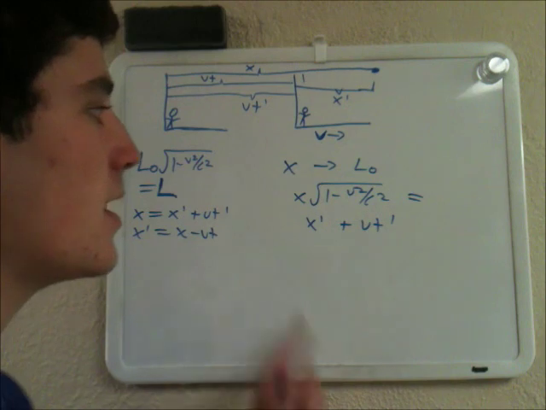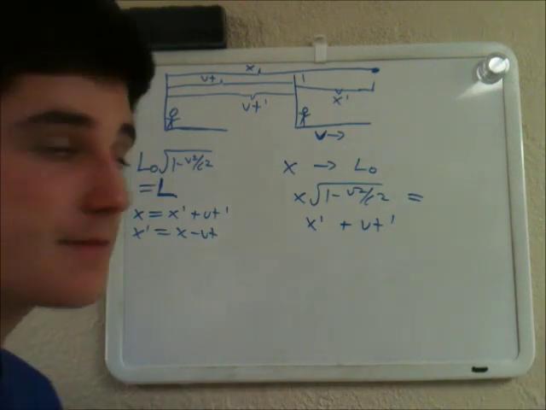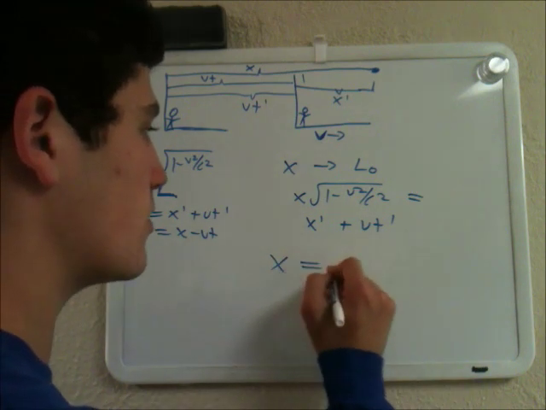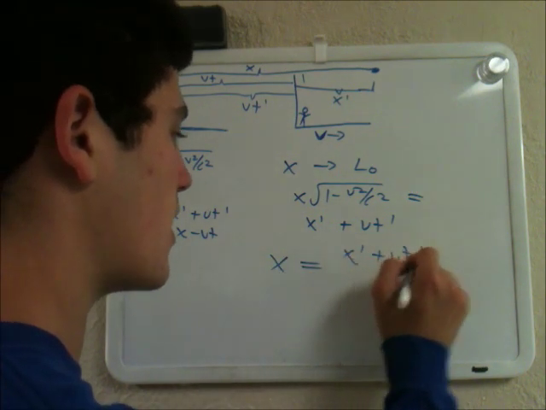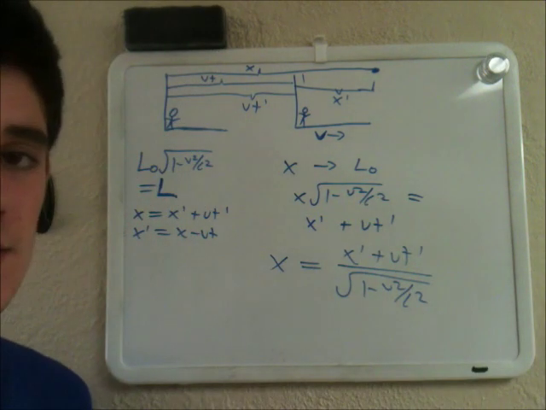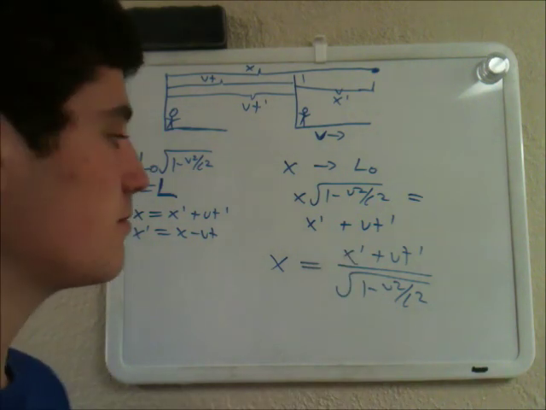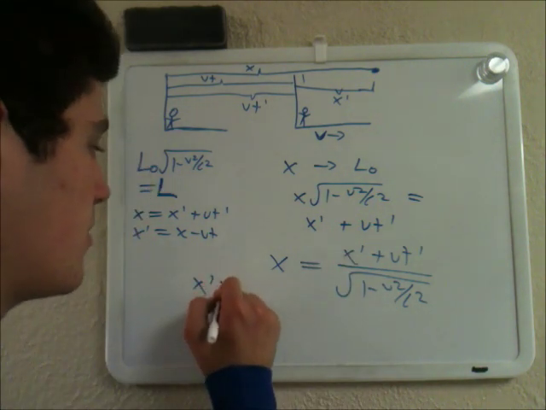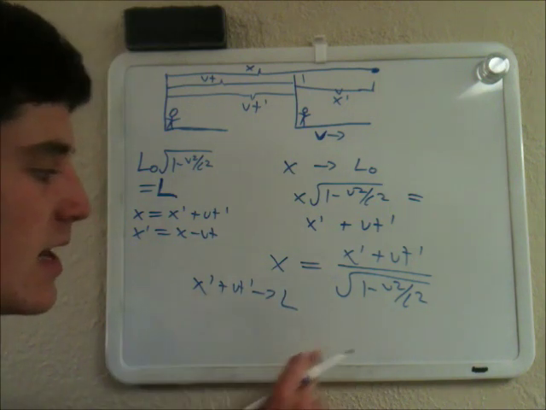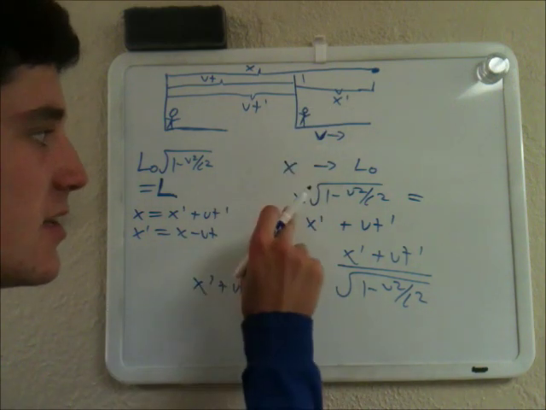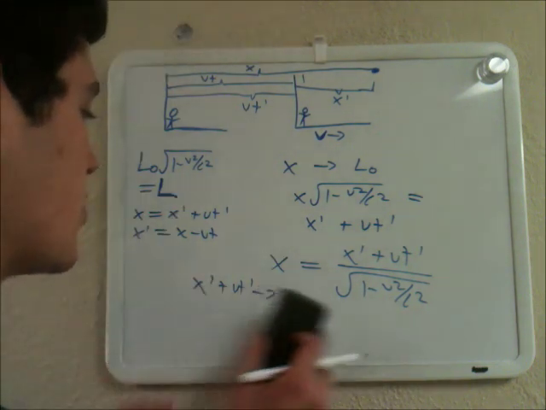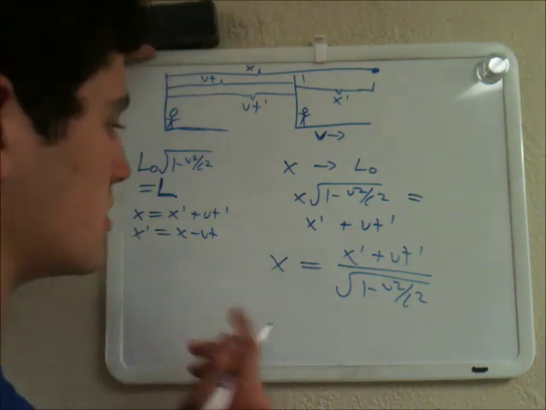x prime, vt prime. That's what they're going to say this distance is, right? Makes sense. So we just rearrange this. We say that x equals x prime plus vt prime over the square root of 1 minus v squared over c squared. Just plugging into the length contraction, because x prime plus vt prime is replacing L. That's the length that is observed by the other reference frame compared to the real length x as L naught in its own reference frame. And this is one form of the Lorentz transformations.